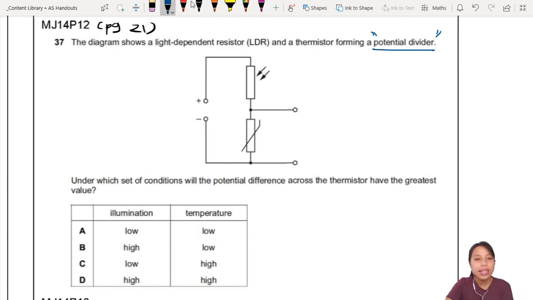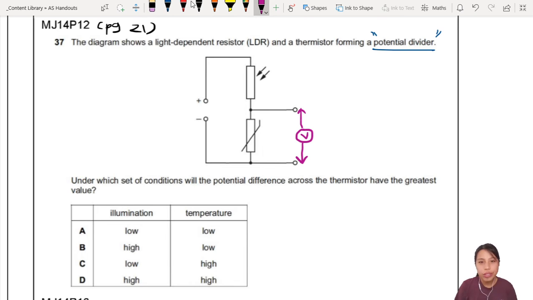Okay, here it is. Under which set of conditions will the potential difference across the thermistor have the greatest value? Which one is the thermistor? You must remember the circuit symbols. You must know which is which. Thermistor, so this one, you're trying to measure the potential difference across it. When will this have the greatest value?